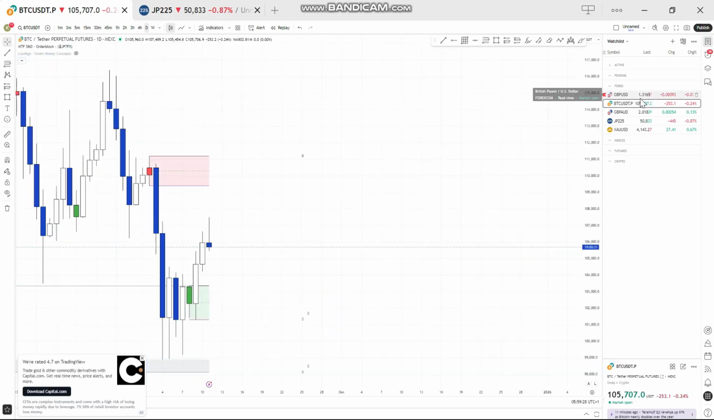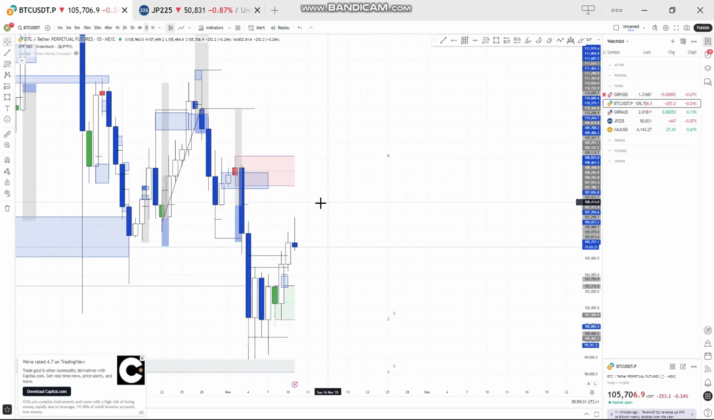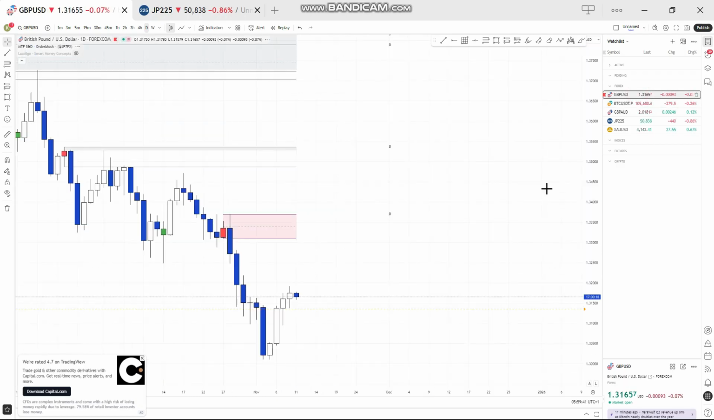Then nothing on Bitcoin really. How is this looking like induced? Okay, this is the daily zone. So any position I'll be taking, this would be my take profit. But let's see how far this goes.